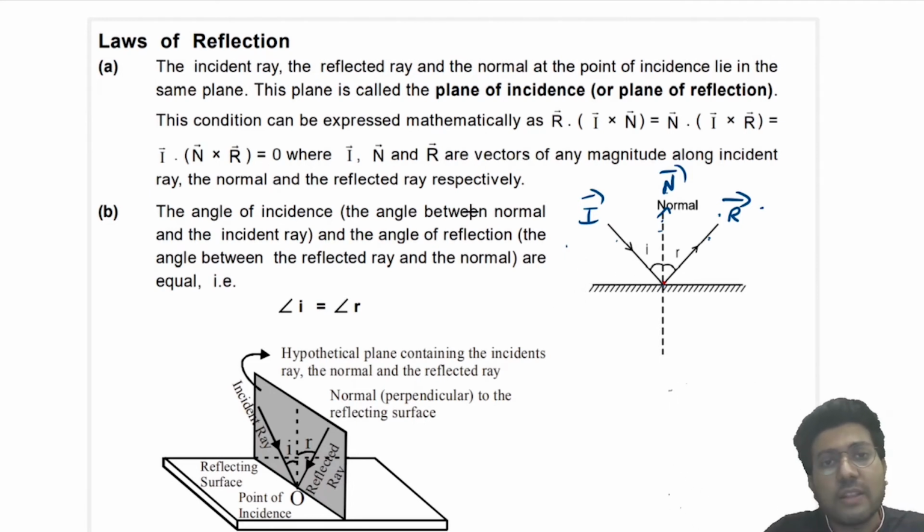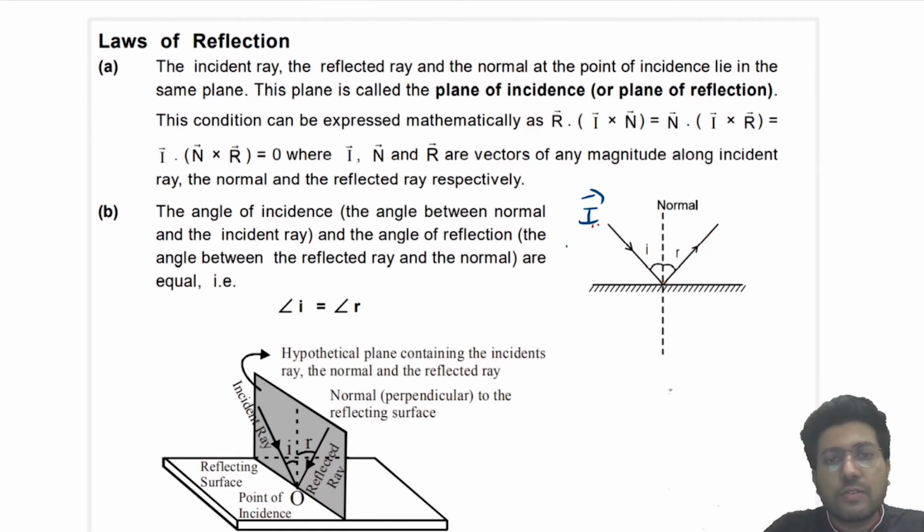You know that all three vectors are coplanar. So that means A cross B, or you can say I cross n dot r, has to be 0. Why? Because I cross n is perpendicular to the plane, and r is in the plane, so this vector is perpendicular to the plane and that vector is in the plane. That means the angle between them is 90°, so the dot product will be 0. That is why the scalar triple product has to be 0.